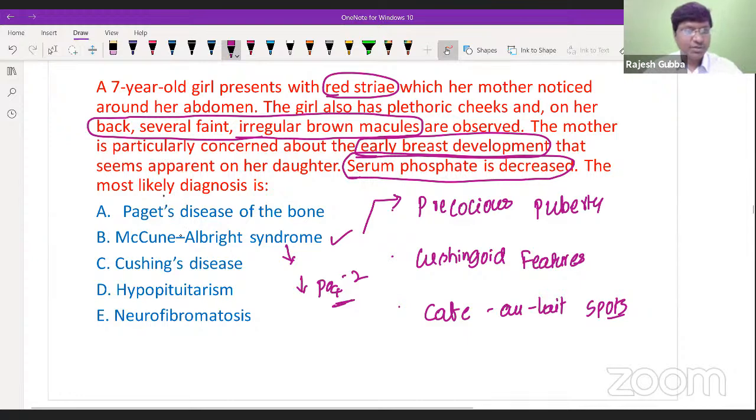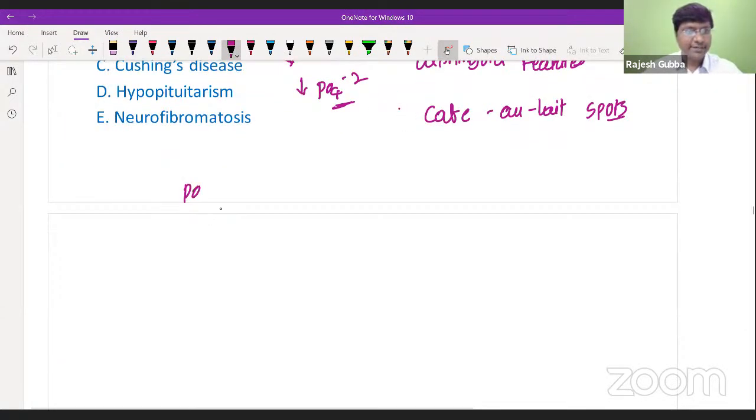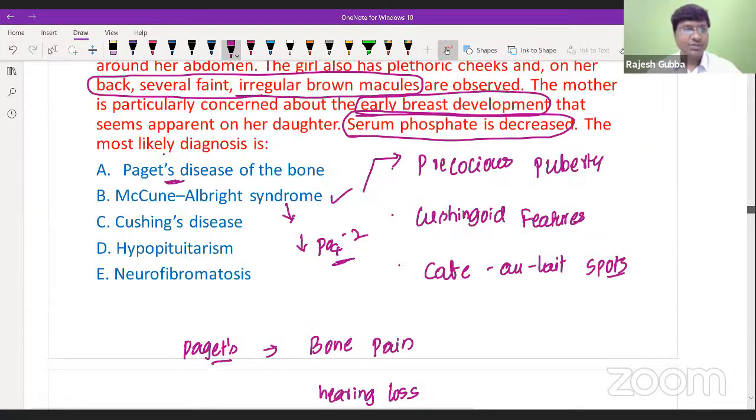Now, coming to Paget's disease of bone. Why not Paget's disease of bone? Let me explain. Paget's is a disease of the bone, and usually they present with bone pain, hearing loss, and deformities of the bone. In our patient, there is no hearing loss, no bone pain, no deformities of the bone. That is the reason why Paget's disease of bone is ruled out.